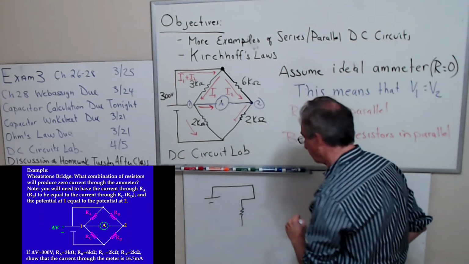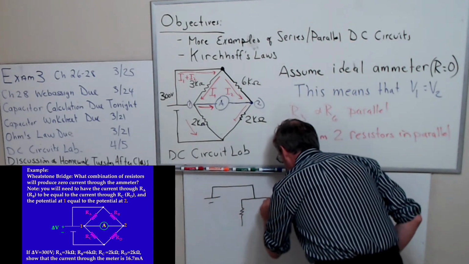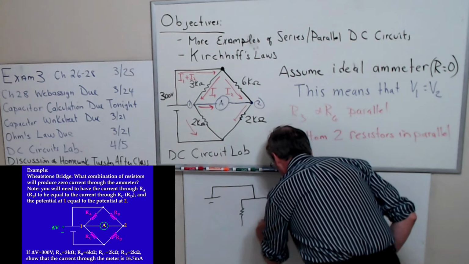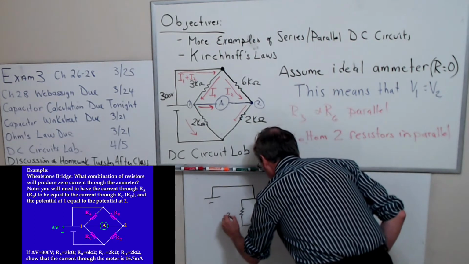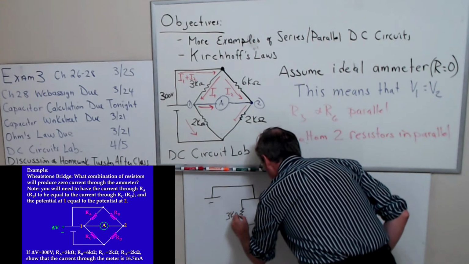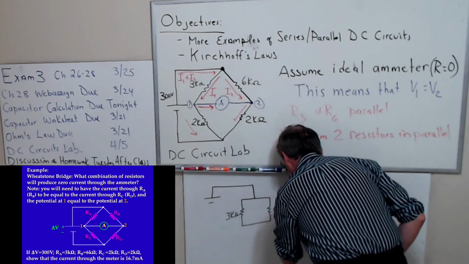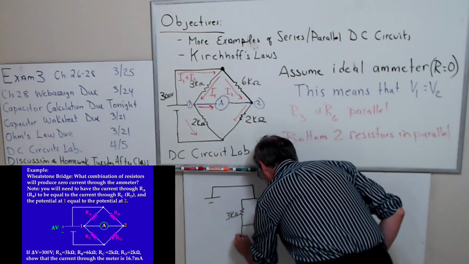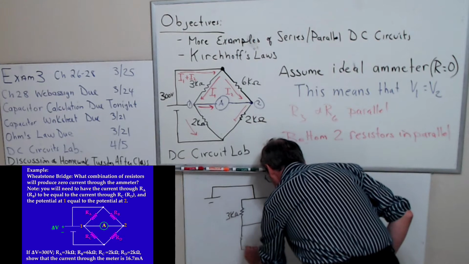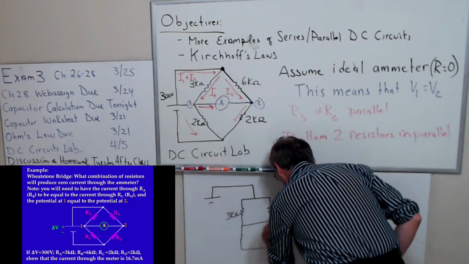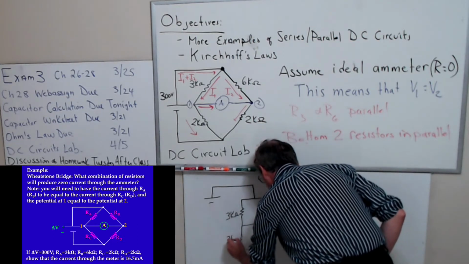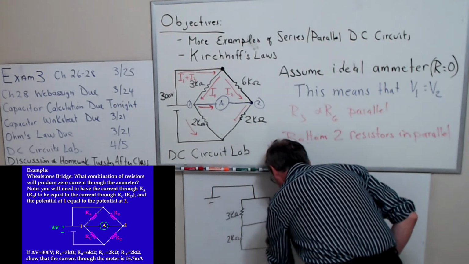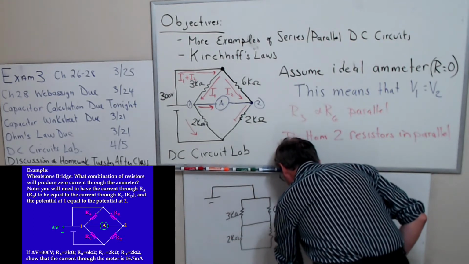So I want to make sure I'm not drawing too far down on the board. 3 kilo ohms, 6 kilo ohms, 2 kilo ohms. It's very hard to write like this, especially when you're left-handed.